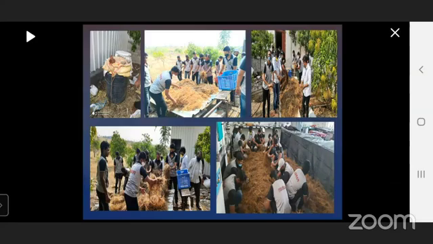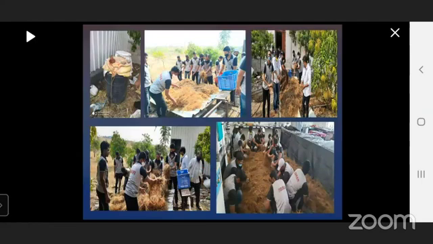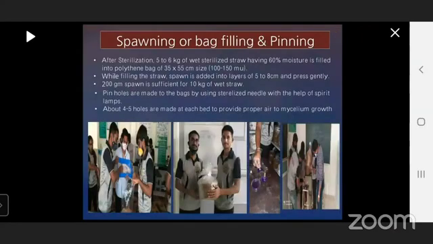Also we can spread this straw on the mulching paper or on polythene sheets for the initial drying, and it improves your mushroom quality as well as the mushroom spawn runner. Then by blowing the fan as well as by using coolers, we can dry this straw. After drying the straw, we have to fill the bags.